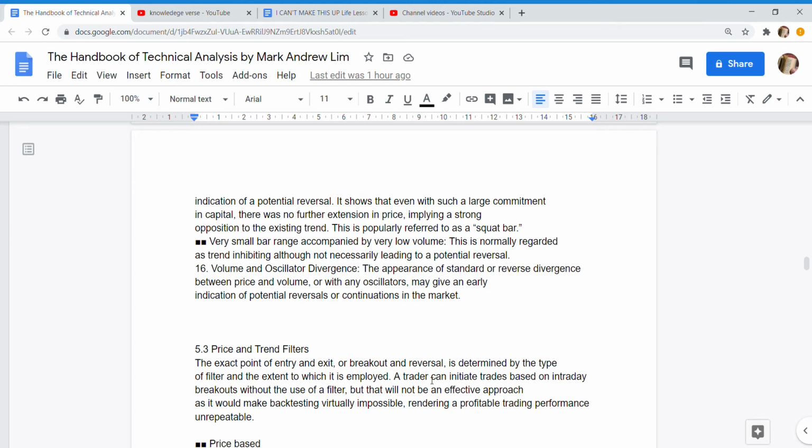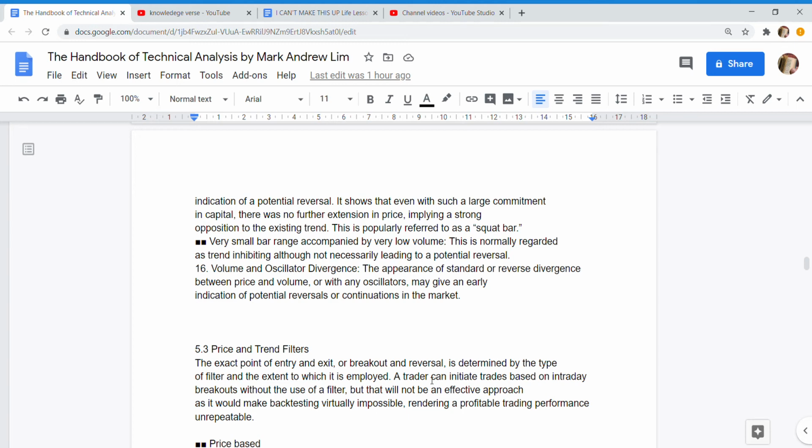Very small bar range accompanied by very low volume. This is normally regarded as trend inhibiting, although not necessarily leading to a potential reversal. 16. Volume and oscillator divergence. The appearance of standard or reverse divergence between price and volume, or with any oscillators, may give an early indication of potential reversals or continuations in the market.